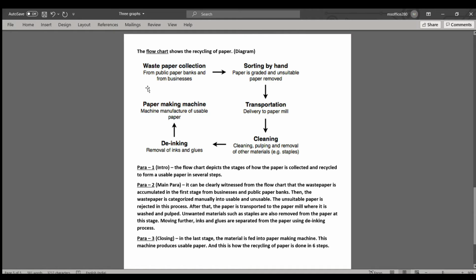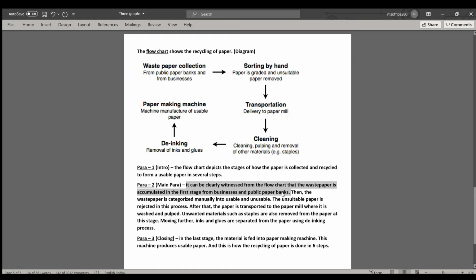So the first stage is about waste paper collection, and the waste paper is collected from public paper banks and from businesses. So I have used these words and paraphrased my line. I've changed the words completely, but the meaning remains the same. So it can be clearly witnessed from the flow chart that the waste paper is accumulated. So in place of collected or collection, I've written accumulated. The waste paper is accumulated in the first stage from businesses and public paper banks.